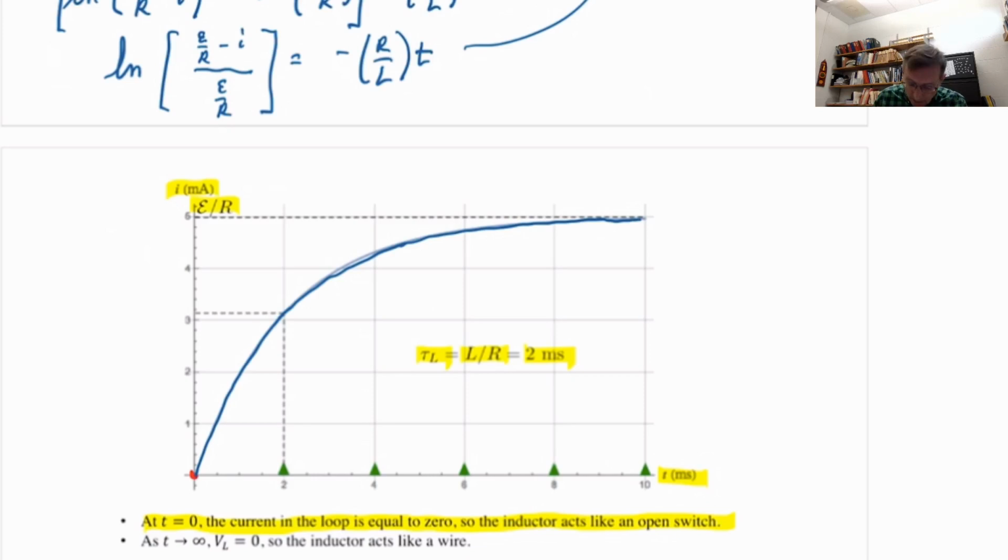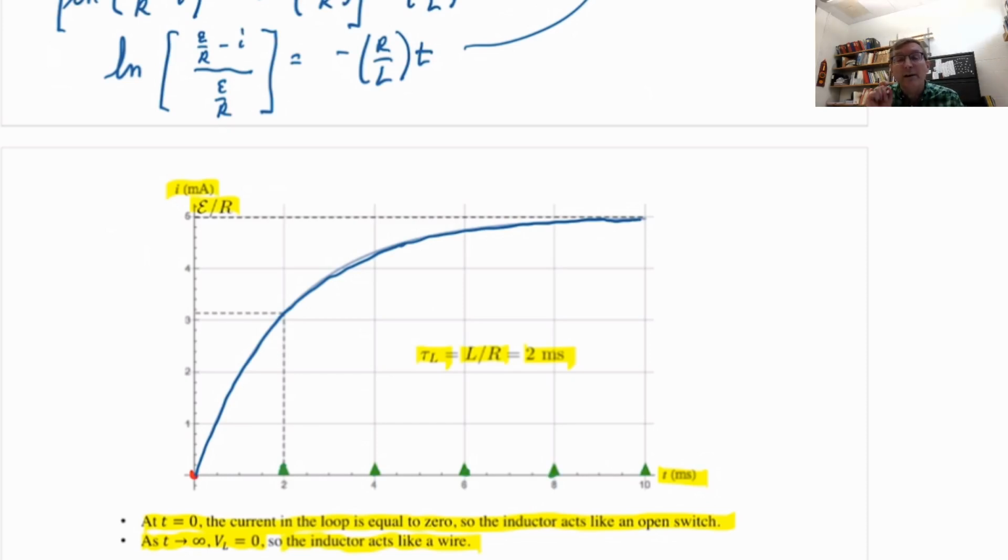So as time goes to infinity, the potential drop across the inductor goes to 0. That means the inductor really isn't doing anything in the circuit anymore. The inductor acts just like a plain old wire. Okay? And so the current just ramps up from an initial value of 0 to a final value of E over R. And the little green triangles that you see down below are in increments of 2 milliseconds.